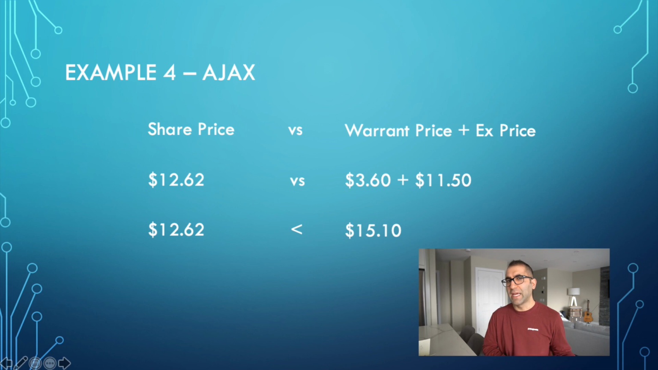Now let's go back to Ajax as the example. So here we go. They are $12.62 for the share price. The warrant price plus the exercising price is $15.10. So in this scenario, you would probably want to go with the share. It's got the built-in protection, and it's cheaper than getting the warrant and the exercise price, right? The other question you ask yourself is, would you ever be in a scenario when the warrant price is more than the share that you would want to get the warrant? Well, actually, yeah.